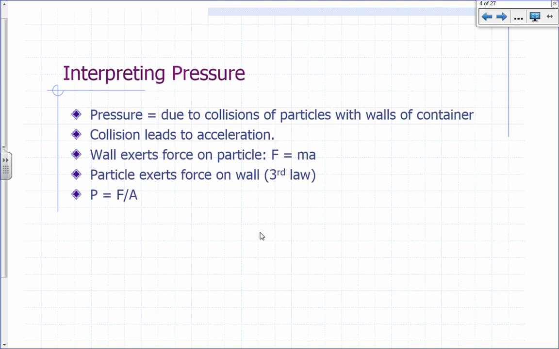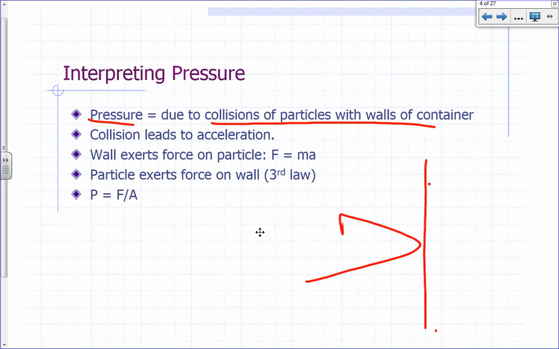So how do we interpret the idea of pressure? Pressure of a gas is due to collisions of particles with the walls of the container. So if this is the wall of your container, a collision of a particle with a wall would impart a force on it. If you recall, acceleration is a change in velocity. If a molecule collides head-on with a wall, it's going forward, and then once it collides, it moves back in the opposite direction.